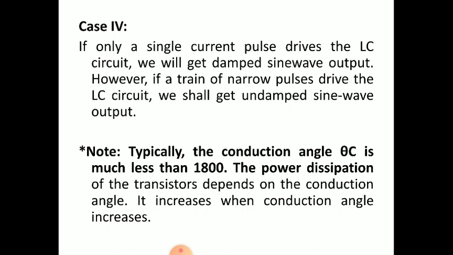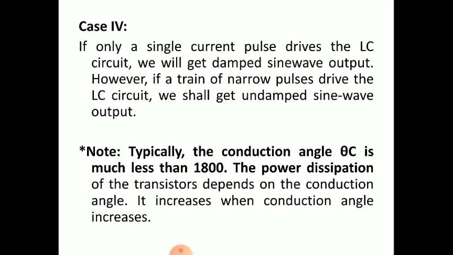However, if a train of narrow pulses drives the LC circuit, we shall get an undamped sine wave output, because in the input we are applying a continuous AC signal. If we apply only a single pulse, then we get a damped version of the sine wave, which decreases and reaches zero. But we are applying the whole continuous wave, so we get a train of pulses, which results in a smooth sinusoidal output waveform.